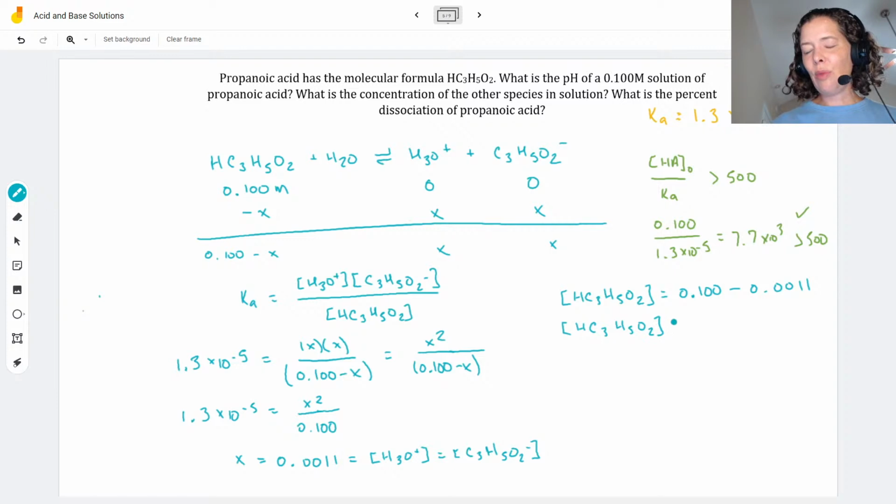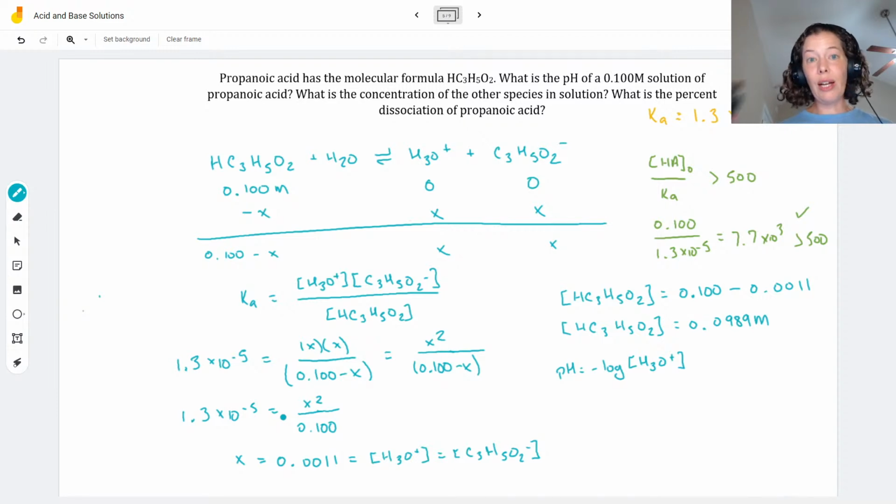And so this equation doesn't move very strongly to the right, it mostly stays on the left. Okay, so if I subtract this, I get 0.0989. That is molarity. Okay, so now I have the concentration of all the species in solution. Of course, the first part is what is the pH, so we can totally do that. Remember that pH is just the negative log of our concentration of hydronium ion, which in this case is our value for x.